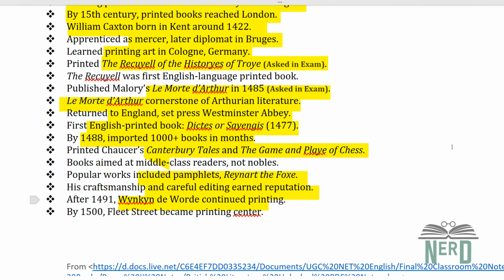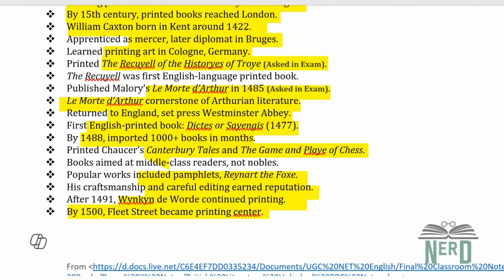After Caxton's death in 1491, his assistant Wynkyn de Worde took over. By 1500, Wynkyn had moved the press to Fleet Street, a location that would become the heart of London's printing industry for centuries. So when you think of William Caxton, remember these anchors.